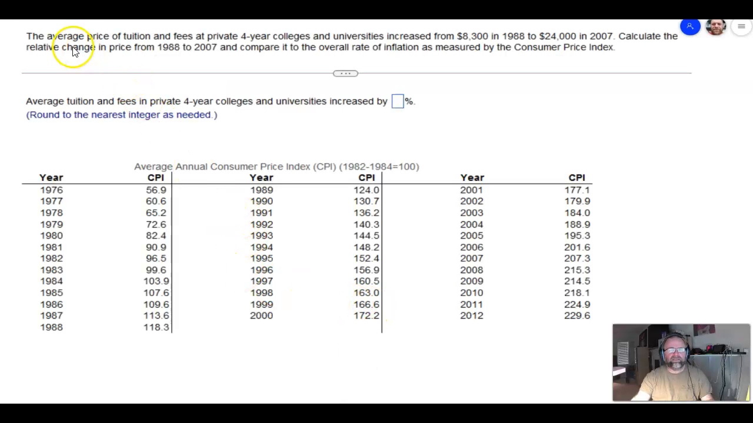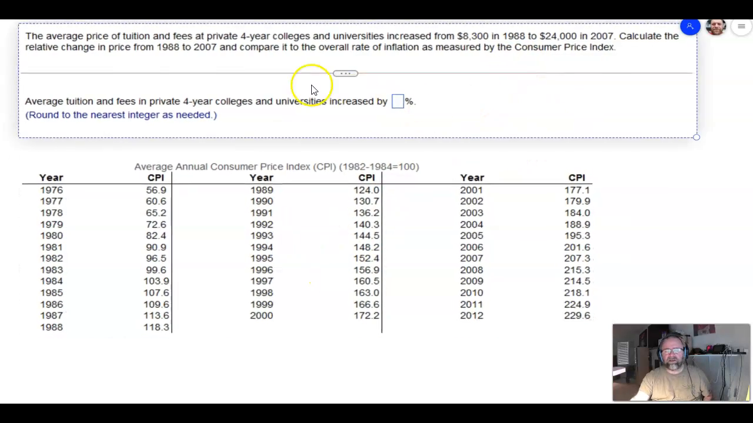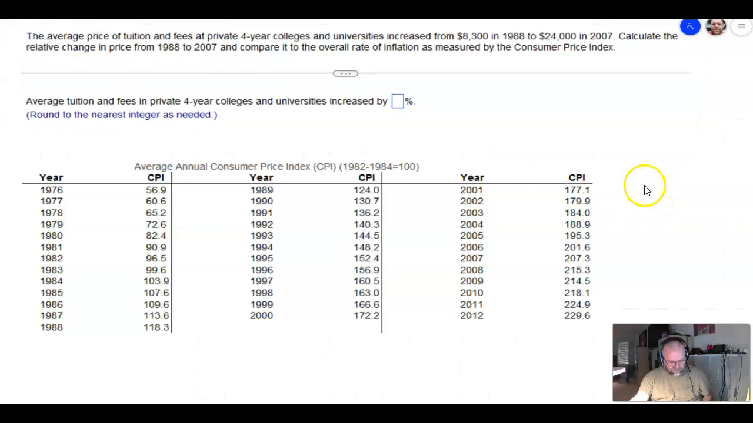Okay, for this next one, it says the average price of tuition and fees at a private four-year college and universities increased from $8,300 in 1988 to $24,000 in 2007. Calculate the relative change in price from 1988 to 2007 and compare it to the overall rate of inflation as measured by the Consumer Price Index. Right, so for the first part, it's just asking us to find the relative change in price.